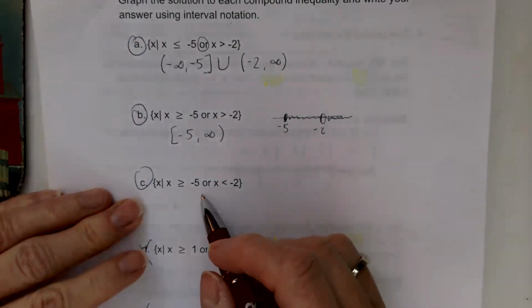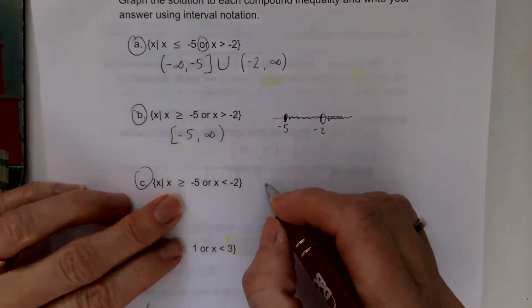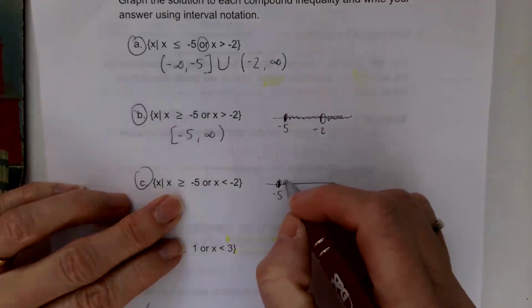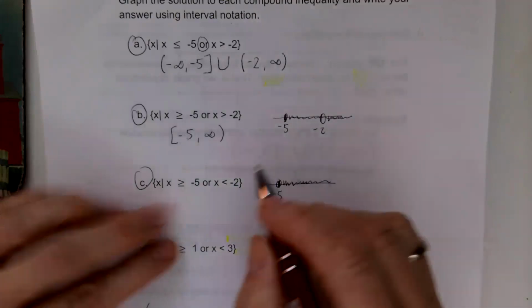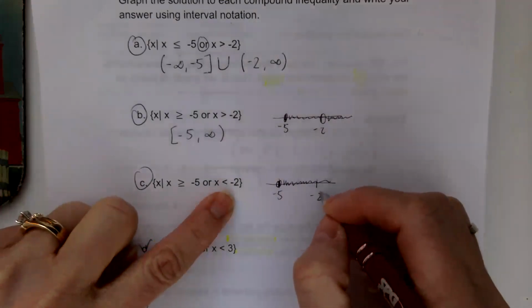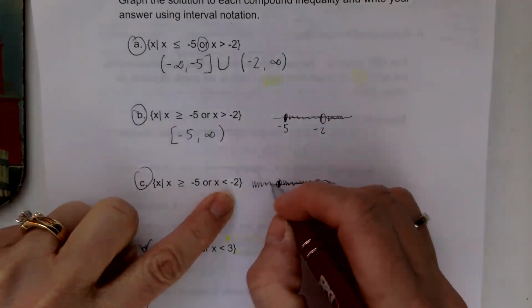Then the third one says x is greater than or equal to -5. So if I visualize this on the number line, we're starting here again. Greater than or equal to -5, or x is less than -2. So I'm going to mark the -2 with an open circle, and it's less than that. So now I'm going in the other direction.